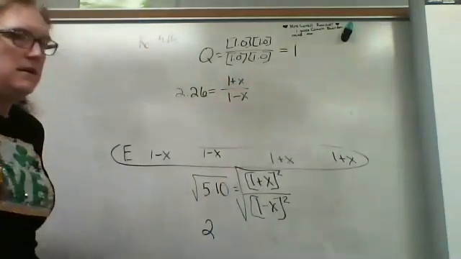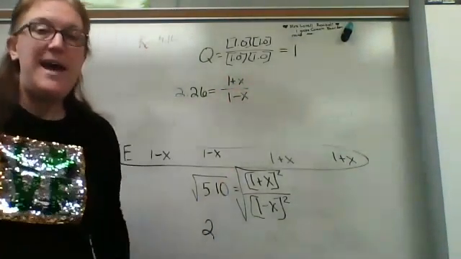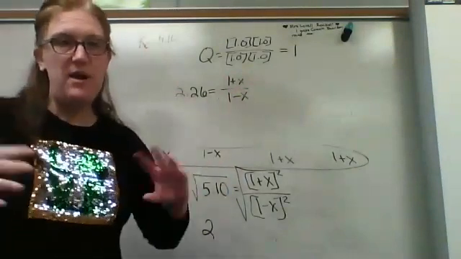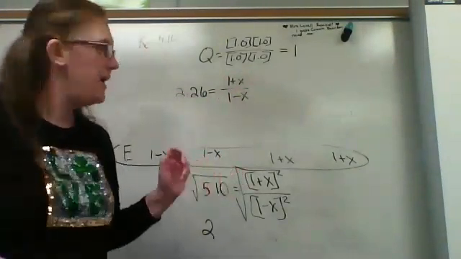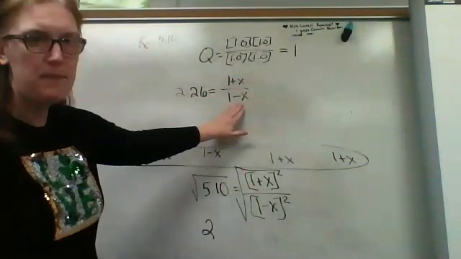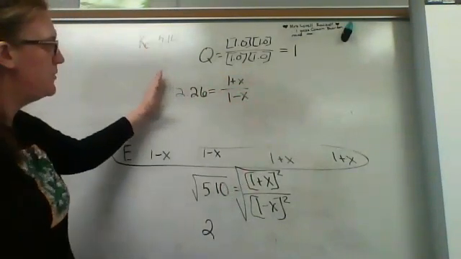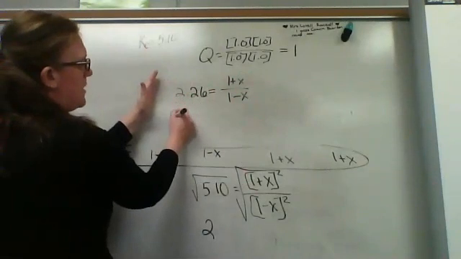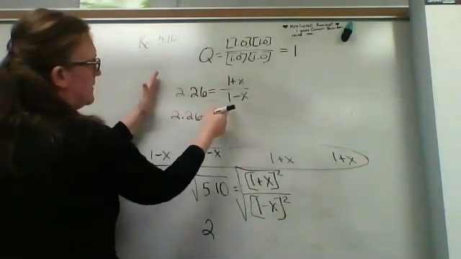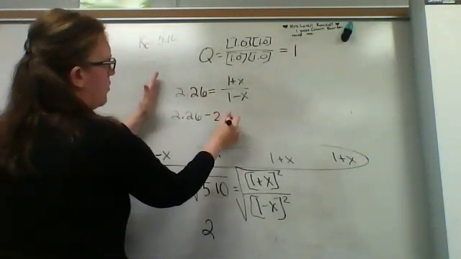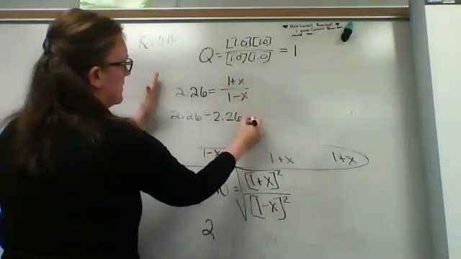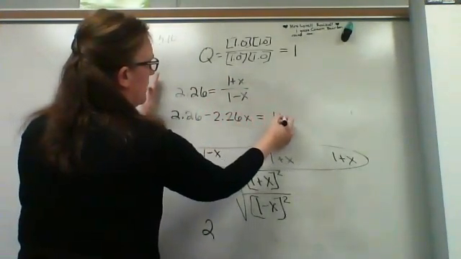Now we're just going to finish it out and do a little algebra. I'm going to bring this bottom denominator up and multiply both sides. So I'm going to say 2.26 minus 2.26x equals 1 plus x.